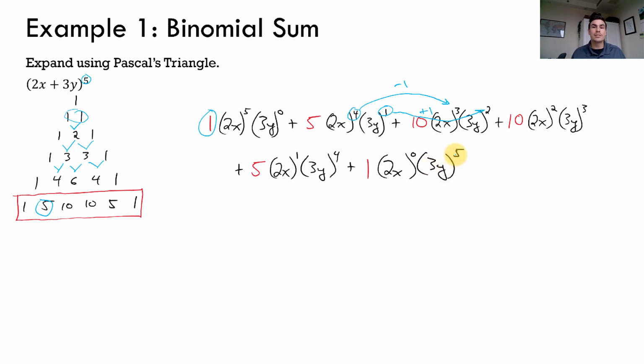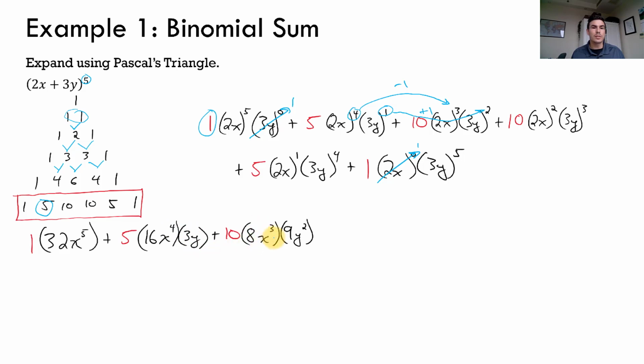Now from here, we need to start simplifying as much as we can. So let's see, 2x to the 5th, that's going to be 32x to the 5th. And again, I have my coefficient of 1 there. And then anything to the 0, remember, it's just 1. So this term and this term are going to be 1. And then I'll have 5 times 16x to the 4th, 3 times 3y, plus 10 times 8x to the 3rd, 9y squared. So I'm just kind of distributing through and simplifying each one of these terms here that are being raised to some power within my binomial.